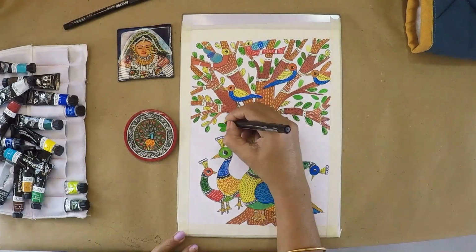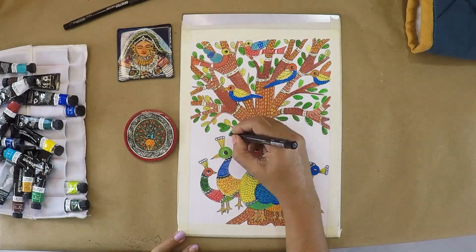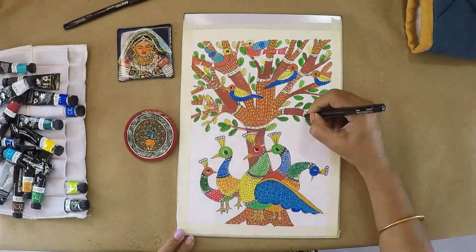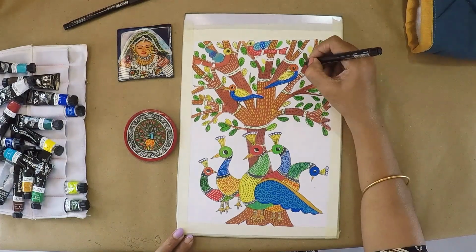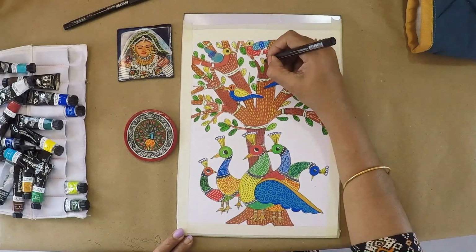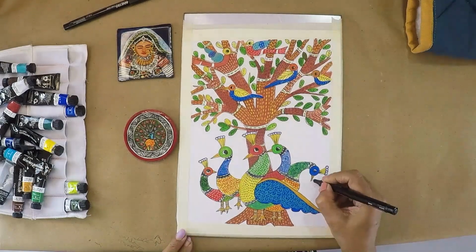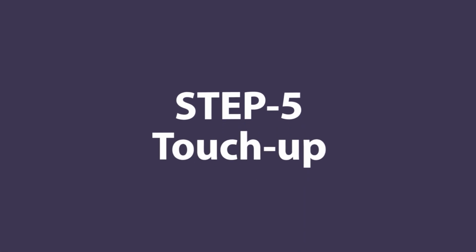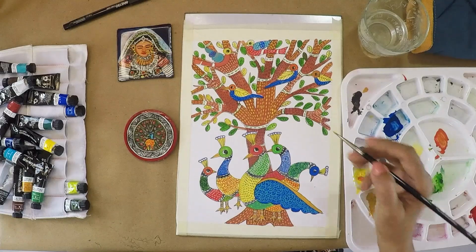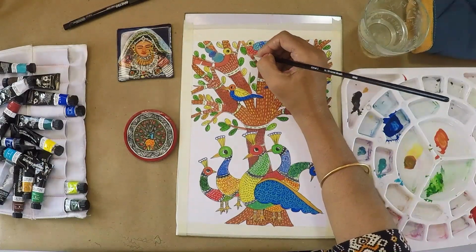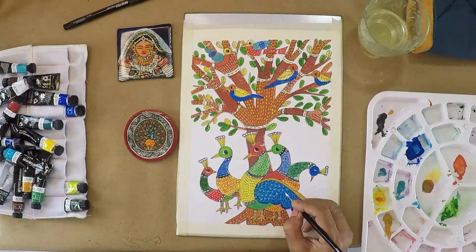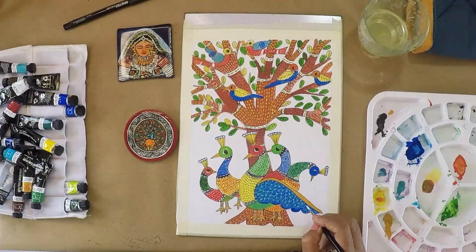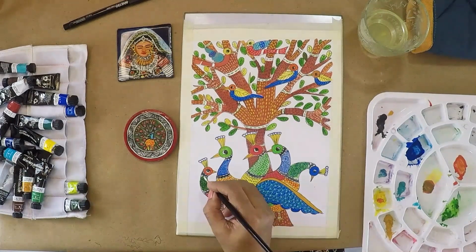I have also touched up a few places where I had forgotten. The final step is to check on all the designs. I decided to give in a few more decorative dots on the peacock to bring out its feathers. So I am retouching them with white paint.